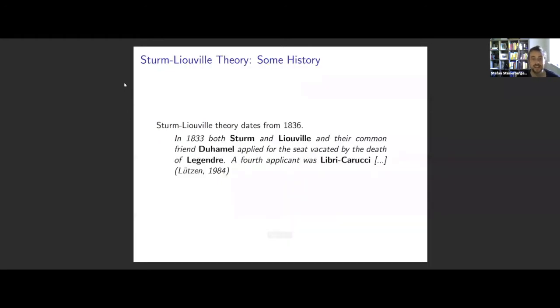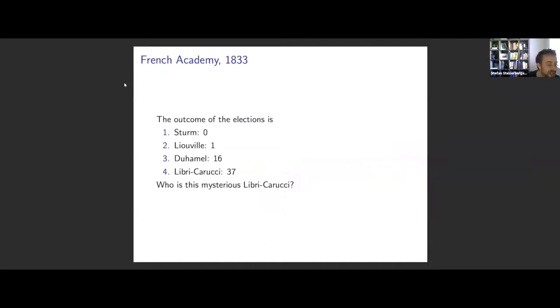Okay, so here's a story that I like to tell because I find it so incredibly heartwarming. Everybody should know about the story. So the story is in 1833, so 3 years before the publication of these papers, Legendre dies and he vacates his seat in the French Academy. And there is strong competition. We have Sturm, we have Liouville, and Duhamel competing for the seat. Now that's intense. And the 4th applicant is Libri-Carucci. Now who's Libri-Carucci? Well, clearly the winner. The seat in the French Academy went to Libri-Carucci, and Sturm actually got 0 votes, and Liouville got all but 1 vote.